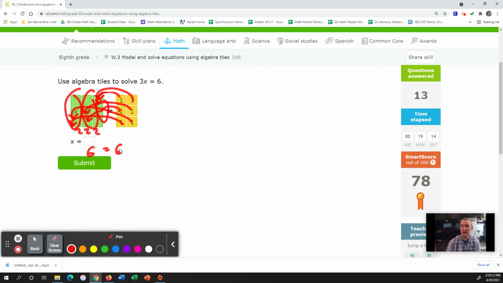So it makes sense that x has a value of 2 of the 1 blocks. So for x, we're going to go ahead and put 2.